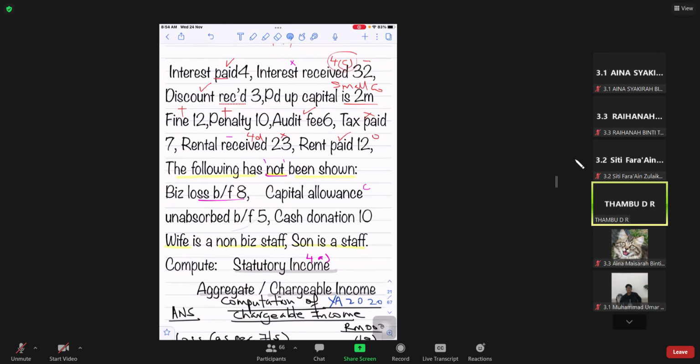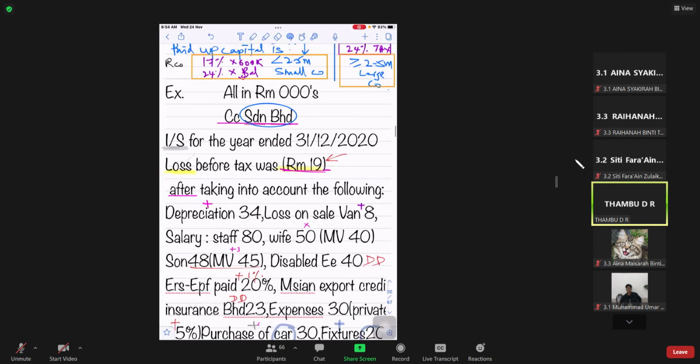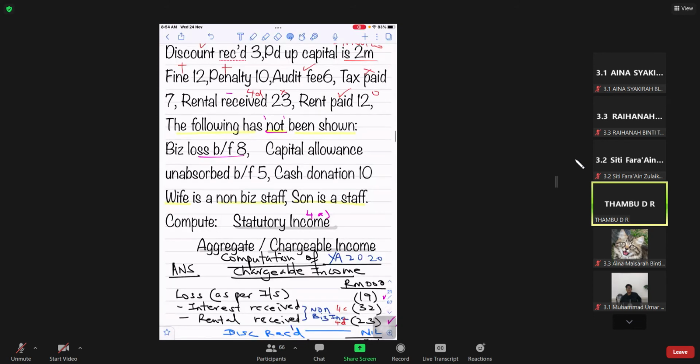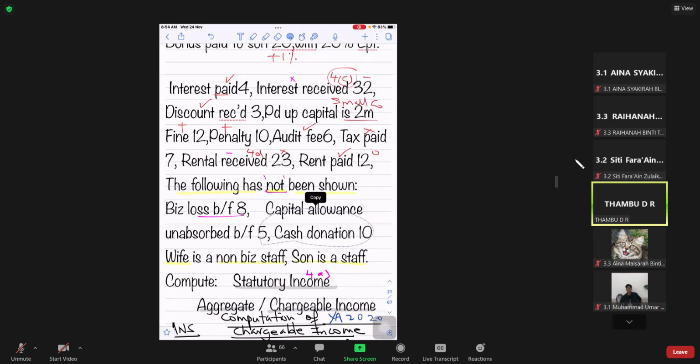Capital allowance unabsorbed. Unabsorbed, current year capital allowances, all the same. Cash donation not recorded. Last time, cash donation recorded here, you minus, I add back. Now donation not yet recorded, so no need to worry, leave it. If it's recorded, I take it out. However, cash donation can only be deducted later. So this I'll deduct later. If the figure is inside the income statement, you take it out. But not in the income statement, so no need to show. However, later you have to show this as deduction from aggregate income.